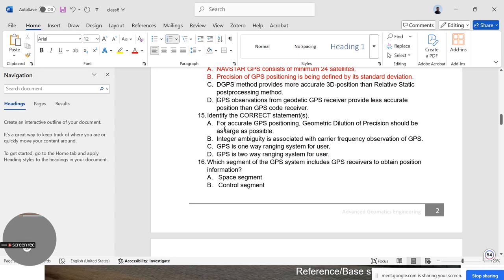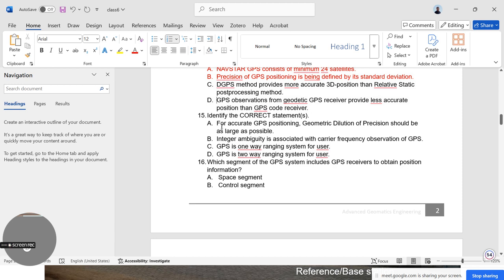So for accurate positioning, geometric dilution of precision, also known as GDOP, should be as large as possible. So here the value of GDOP, or dilution of precision, should be minimum in a GPS survey because it is a measure of satellite geometry. If our satellites are spread well, then we get a very good signal and better positioning. If all the satellites are concentrated over one part of the receiver, then the uncertainty band will increase, and because of that it will create an error in the positioning.